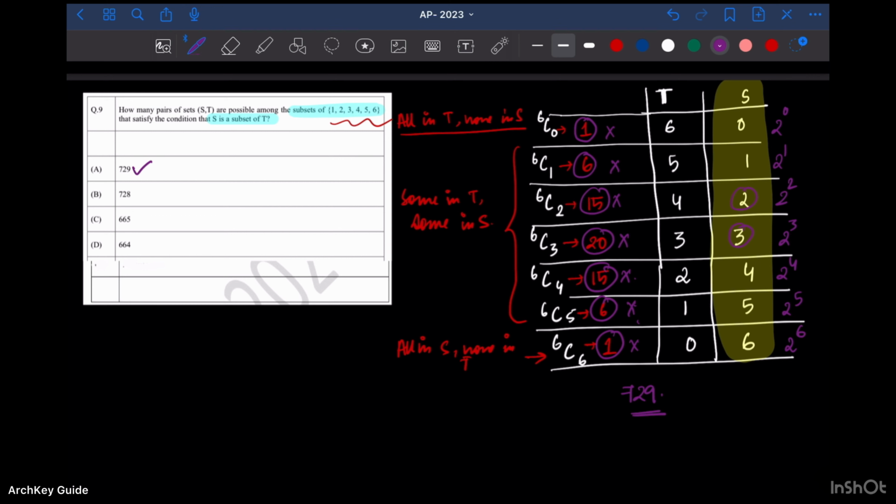Is it clear? What we did in the first part of the question is we tried to see how many combinations can be made to find the number of sets which satisfy that S is a subset of T. And then after we found the number of combinations that can be made to satisfy this statement, we found how many sets are possible in all the cases. After doing that, we summed all of them and found that a total of 729 pairs of sets can be made. Clear?